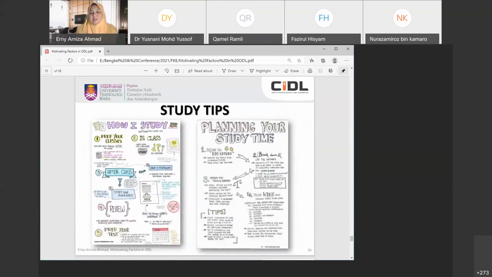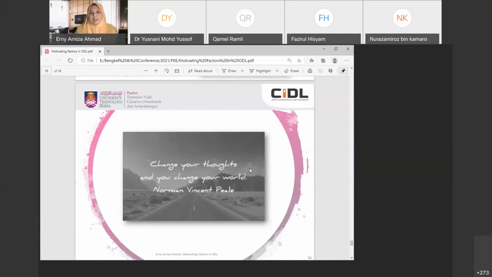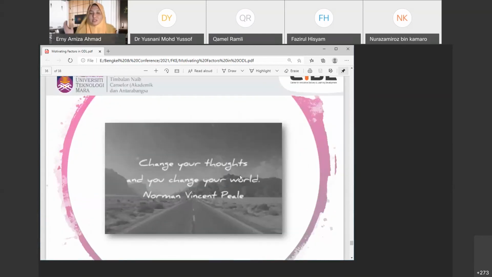So this is how things work. And then finally, what I want to say: just change your thought and you change your world. So change your thought about ODL and definitely you may excel in your ODL. So with that, I will end my session.